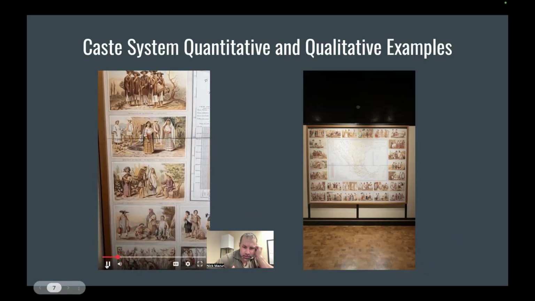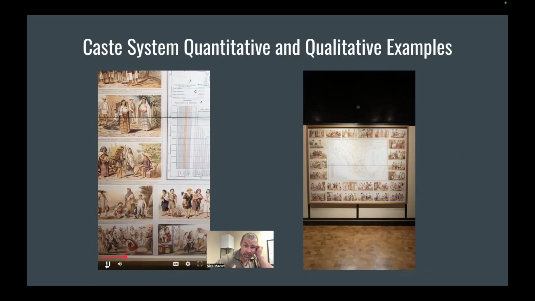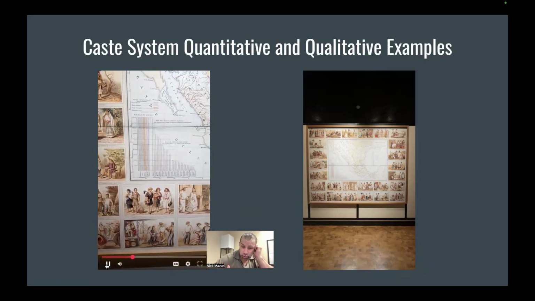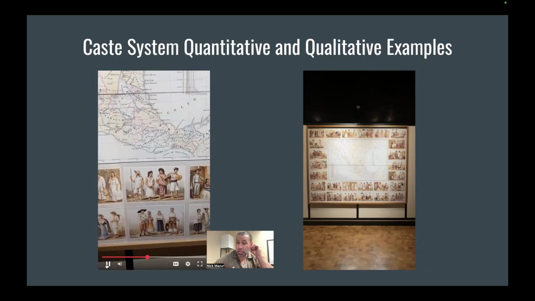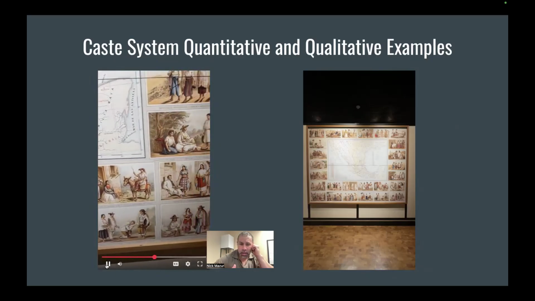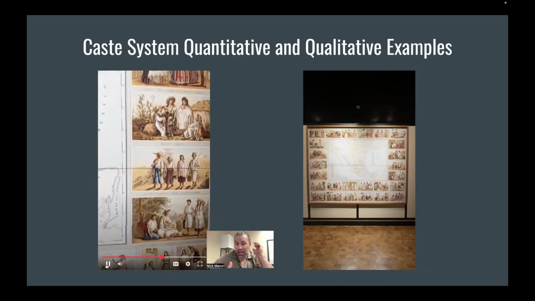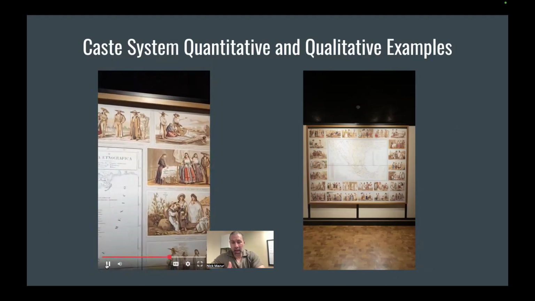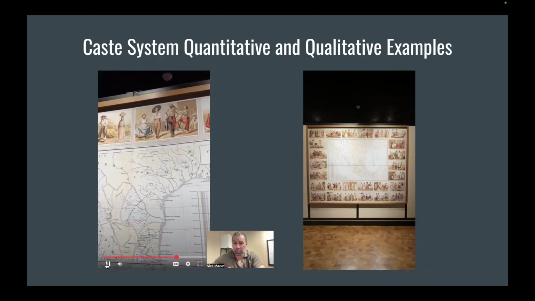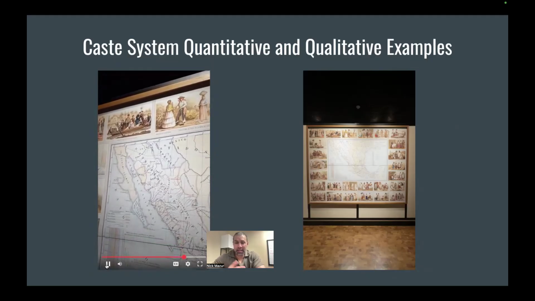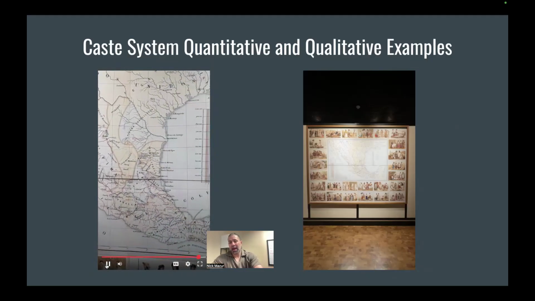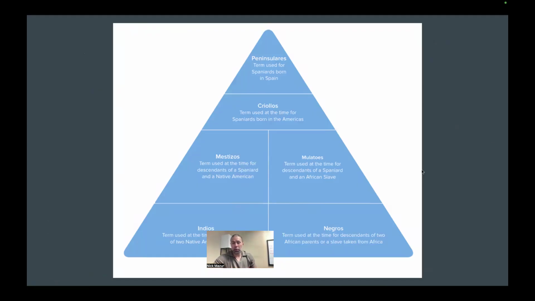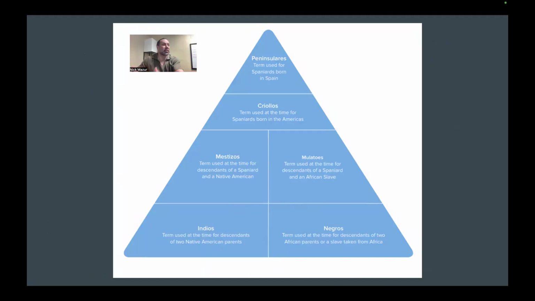Notice the clothing differences. Notice the coloration of their skin. Notice the tools that they have in their hands. Notice the type of work that they're doing, right? What type of labor are they performing? Because your labor was tied to how much Spanish blood, European blood you could claim. And this is that caste system, right? Based off of how much blood you had, you could be expected to hold certain positions in society.